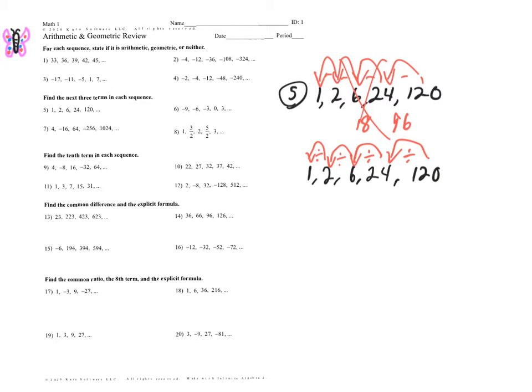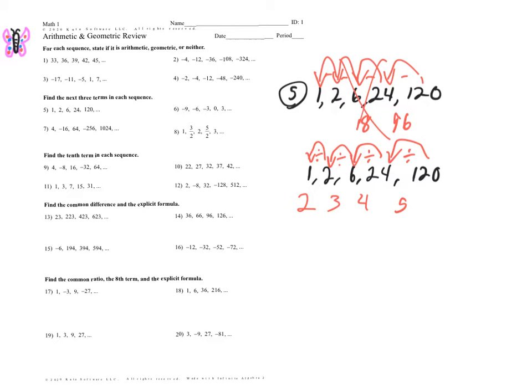So I get that set up there. What I'm going to do is work from my right to my left here, and I do 120 divided by 24, and that gets me 5. And then I do 24 divided by 6, which gets me 4. Then I do 6 divided by 2, which gets me 3, and 2 divided by 1, which gets me 2.